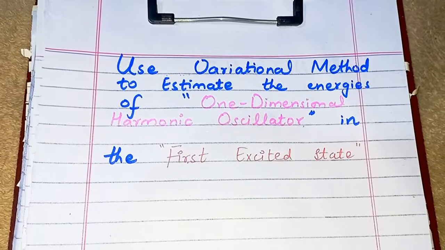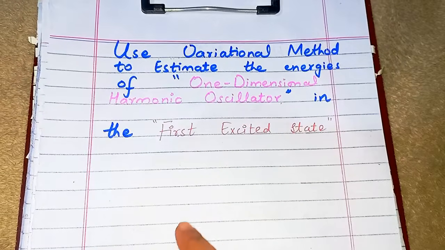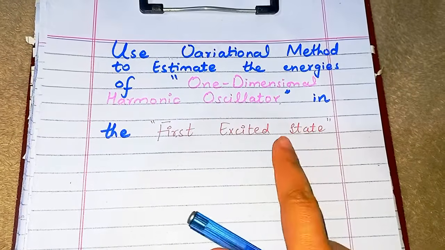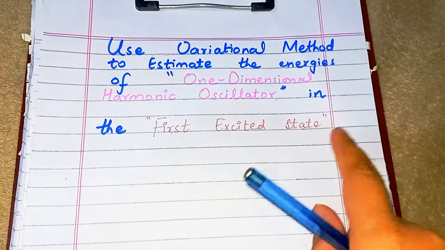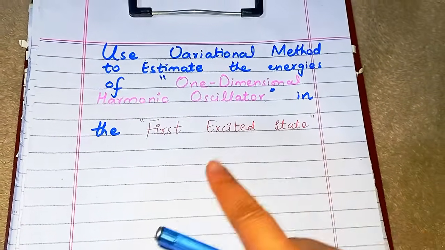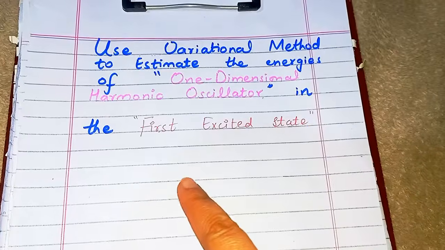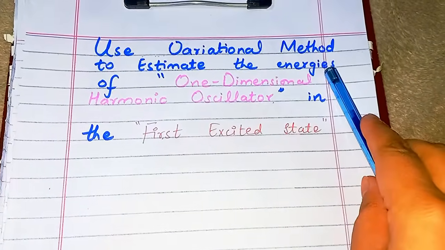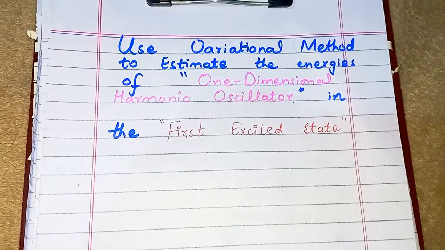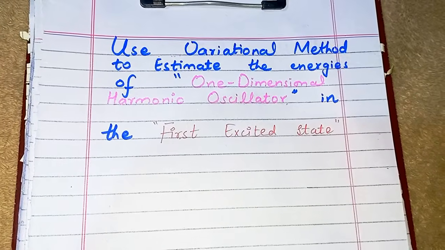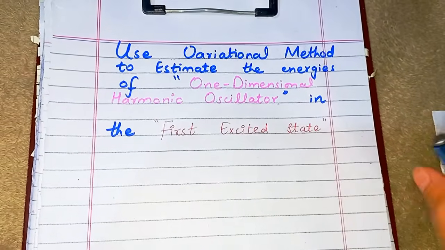Okay, so you can easily check it out, and let's quickly get started for the first excited state of the one-dimensional harmonic oscillator and how we are going to calculate this energy state as well as its wave function using the variational method. Now, to begin with the solution, there are two things that we have to do in the first place.